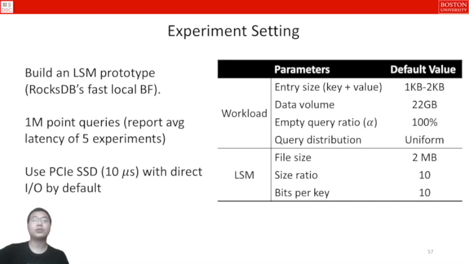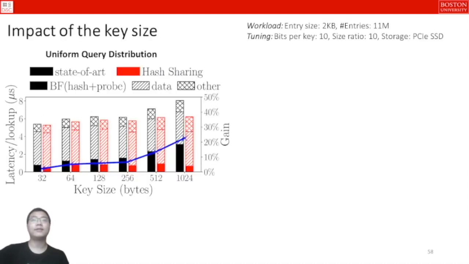As for LSM tuning, we will set the file size to 2 megabytes, size ratio to 10, and bits per key set as 10. In the first experiment, we examine the impact of the key size, since the time spent on hash function is dependent on the key size. In this experiment, we fix the entry size as 2 kilobytes so that we can vary the key size from 32 bytes to 1 kilobyte, as you can see from the x-axis.